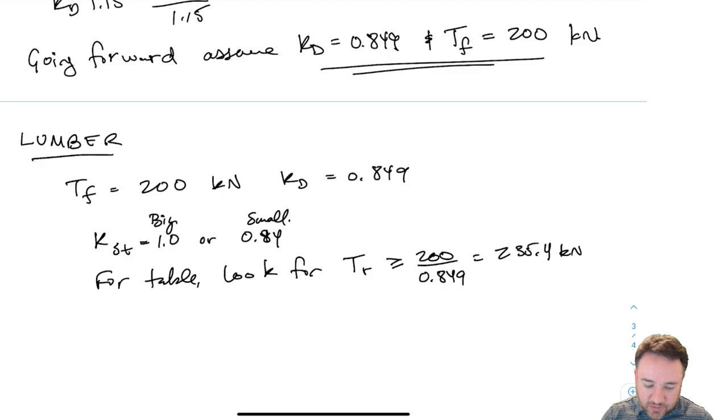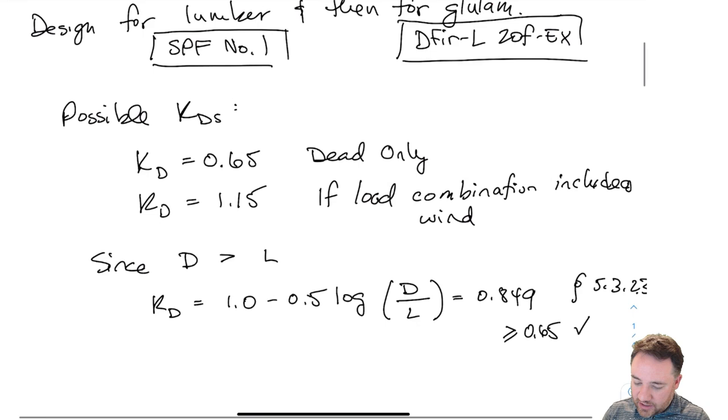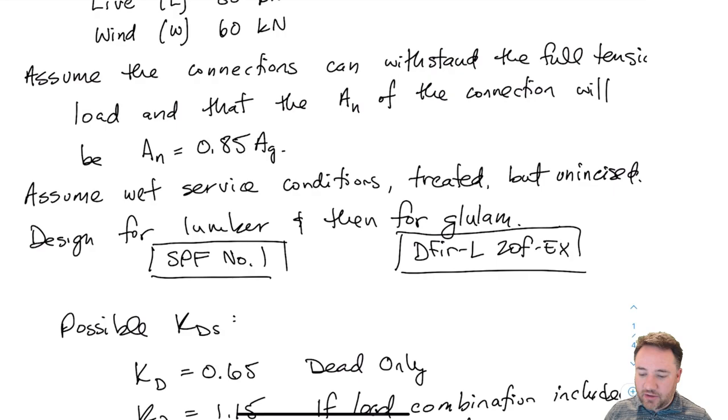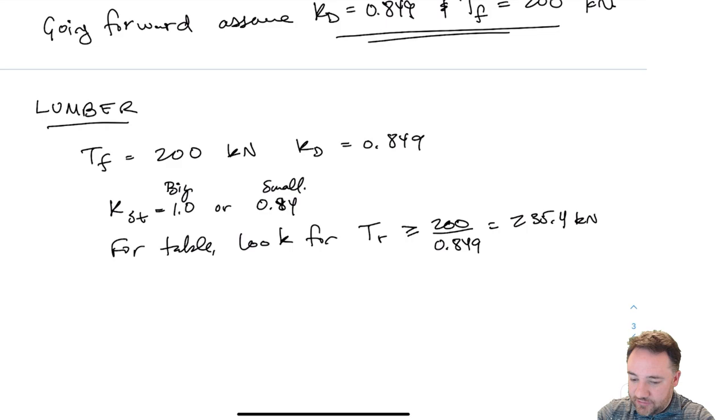Okay, so let's go back to that table. We know from our question that we are supposed to use lumber SPF number 1 grade. That's what we look at when we go to the table. So just remember the number 235.